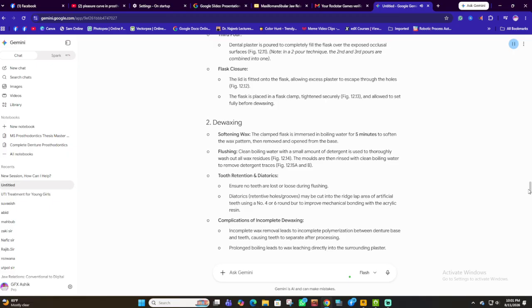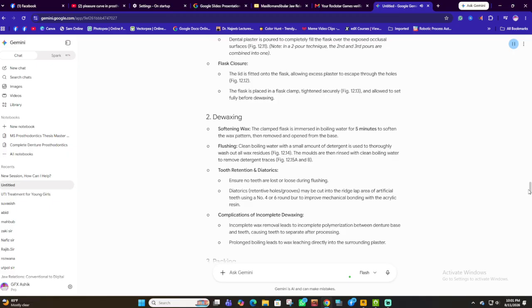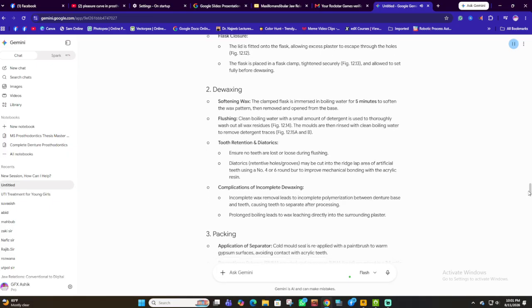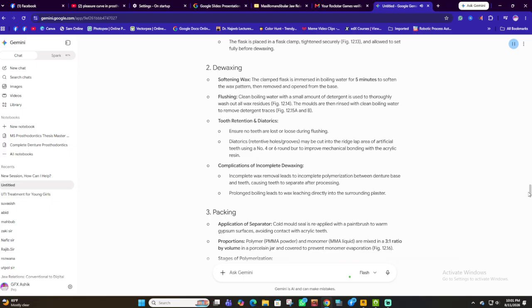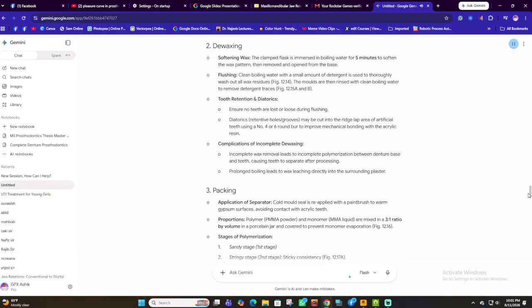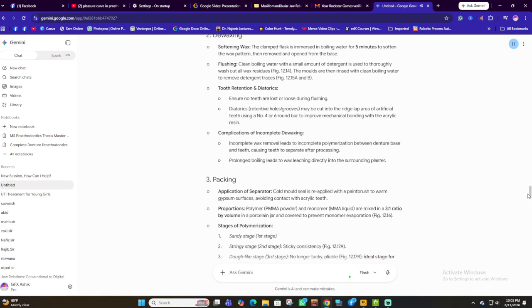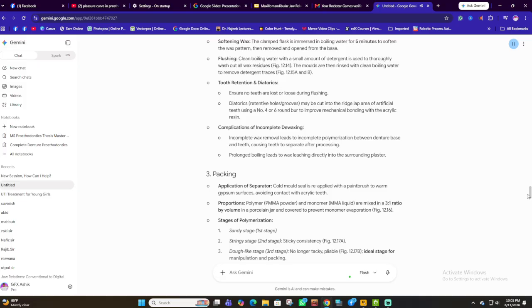Complications of incomplete dewaxing. Incomplete wax removal leads to incomplete polymerization between denture base and teeth, causing teeth to separate after processing. Prolonged boiling leads to wax leaching directly into the surrounding plaster. 3. Packing. Application of separator. Cold mold seal is reapplied with a paintbrush to warm gypsum surfaces, avoiding contact with acrylic teeth.